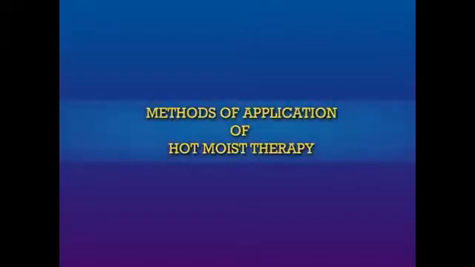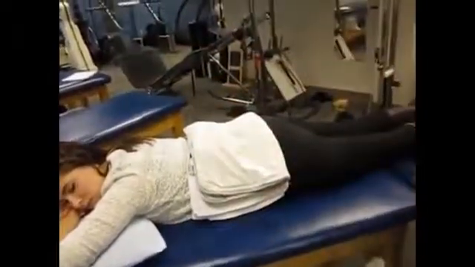And here comes the method of application of hot moist therapy. The hot packs are wrapped in towel about 4 to 6 layers before being applied to the part. This provides thermal insulation and avoids burn to the part. For the skin to reach its maximum temperature, it takes about 8 minutes. As the temperature of the pack decreases, the layers of the towel can be decreased to achieve the required heat.